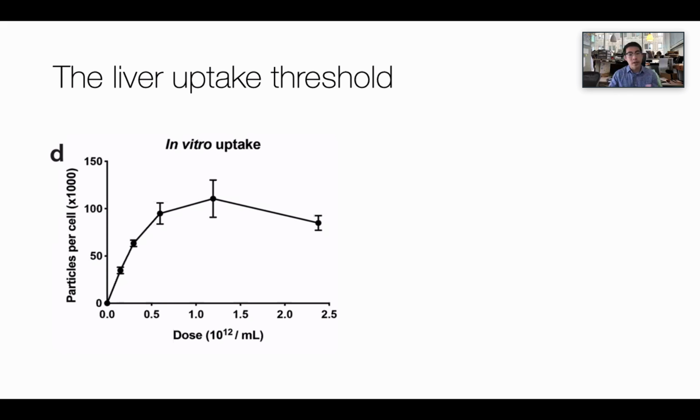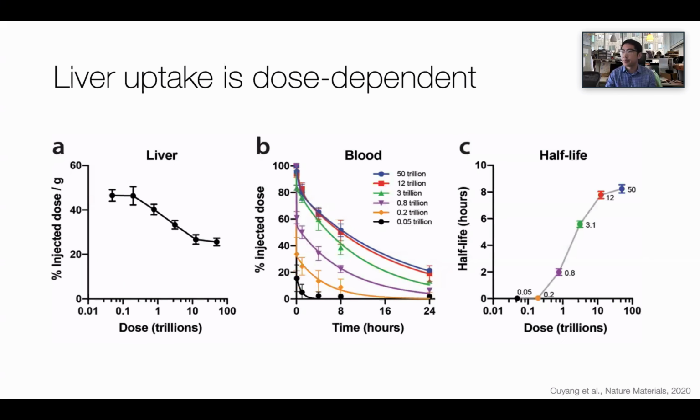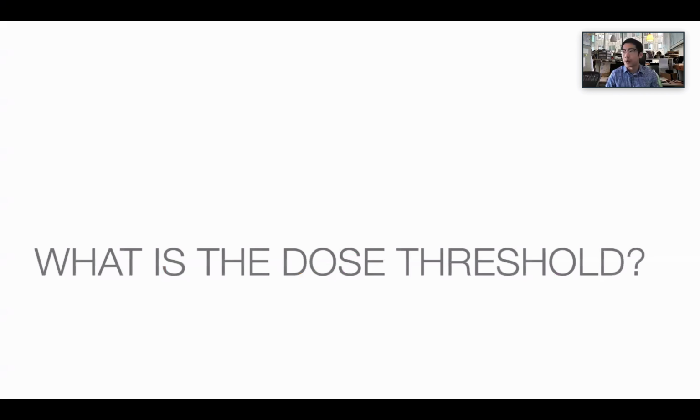And so we started to do some estimations, right? At 100,000 nanoparticles per cell, and also at 10 million cover cells per mouse liver, if you multiply these two numbers together, what you find is that there should be about a 1 trillion nanoparticle per liver uptake limit over the course of 24 hours. That's exactly what we saw over here, right? When we looked at the liver, around this area of 1 trillion, we started to see this inflection point that showed us that the liver was beginning to be overwhelmed.